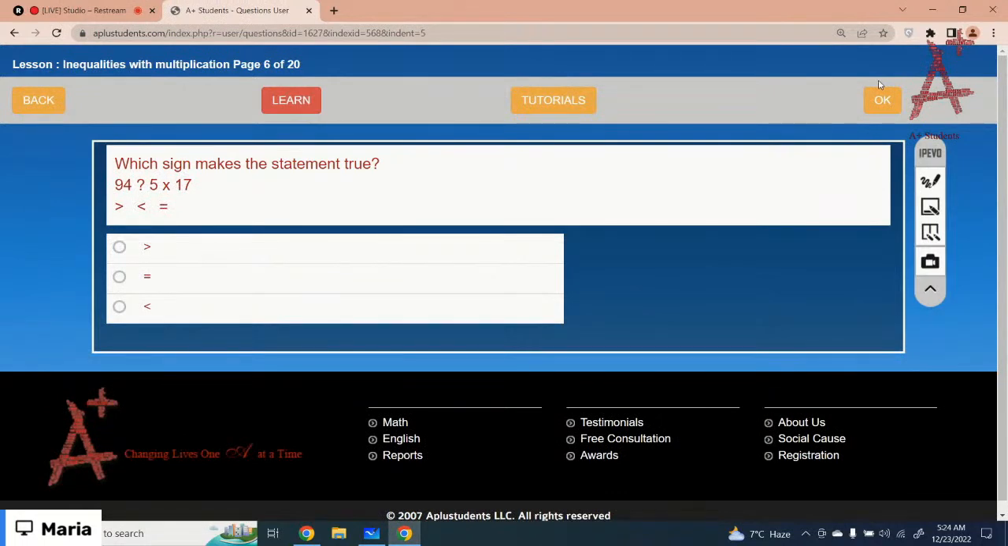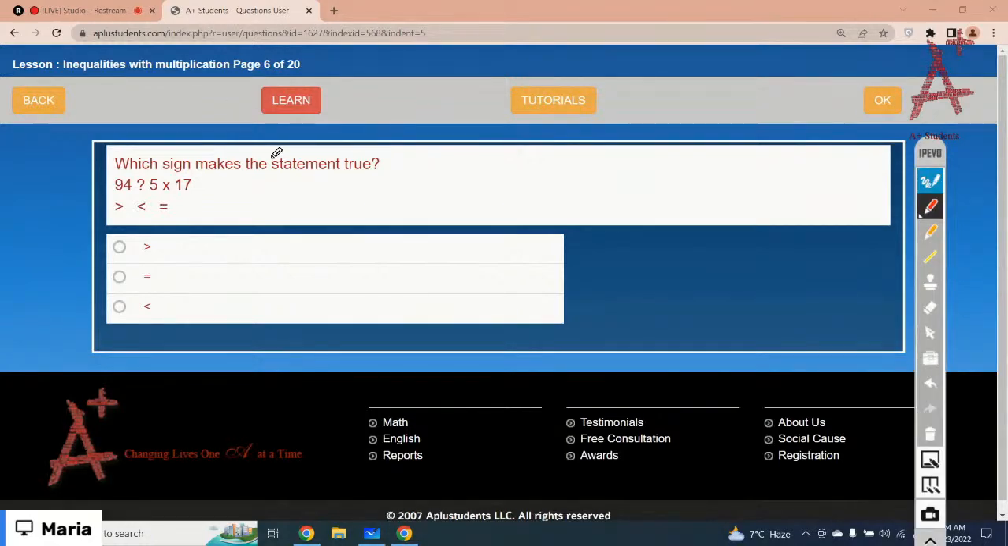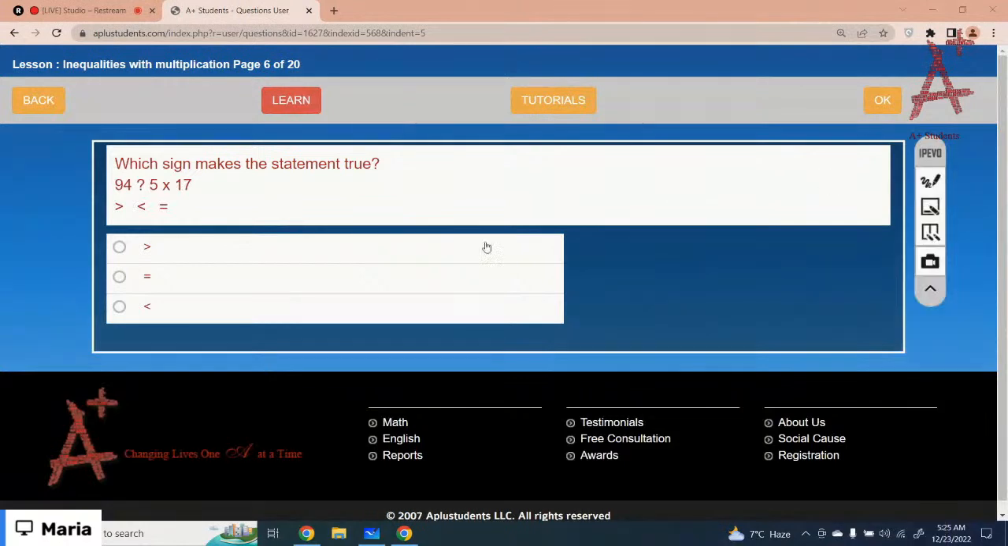Okay, the next one is which sign makes the statement true? You have to compare 94 and 5 times 17. Just do 5 times 17. So 5 times 7 is 35. Write 5 here and carry 3. 5 times 1 is 5 and 6, 7, 8, it is 85. So 94 is less than 85 or greater than 85? Which of the options is the correct one? 94 is greater than 85. Got it? So just select the correct option and click on the OK button.